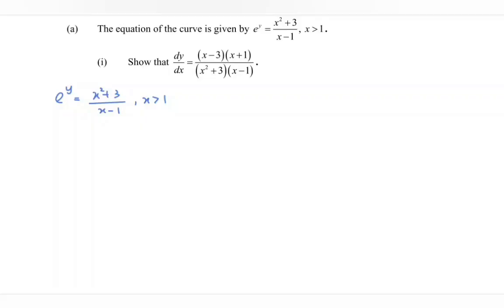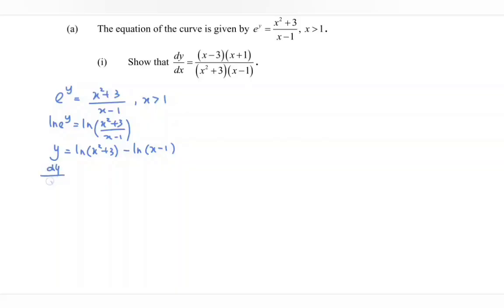So my suggestion for this case would be to take ln on both sides. If I take ln on both sides, we will have ln of (x squared plus 3) over (x minus 1). So we will have y equals ln(x squared plus 3) minus ln(x minus 1).